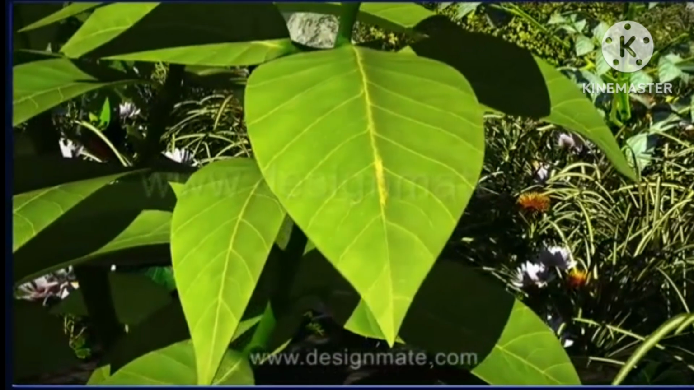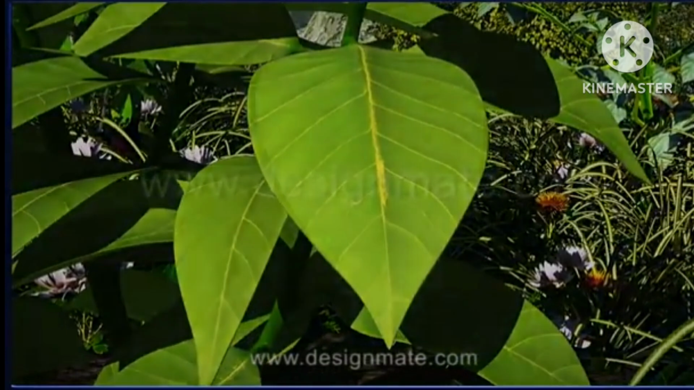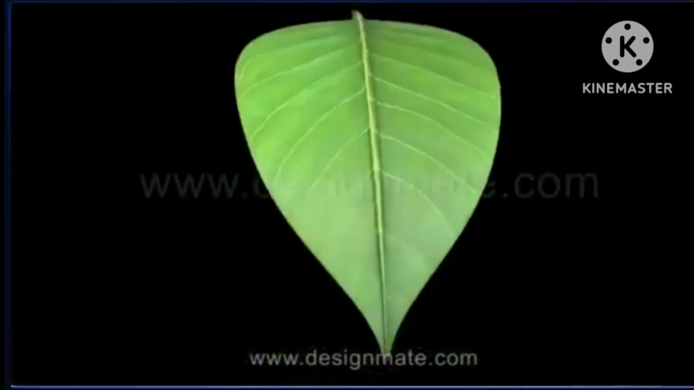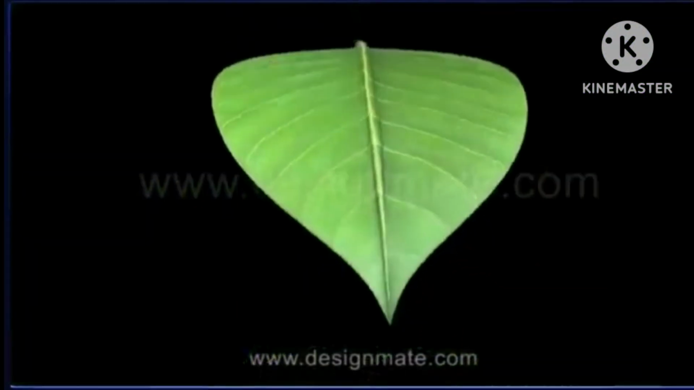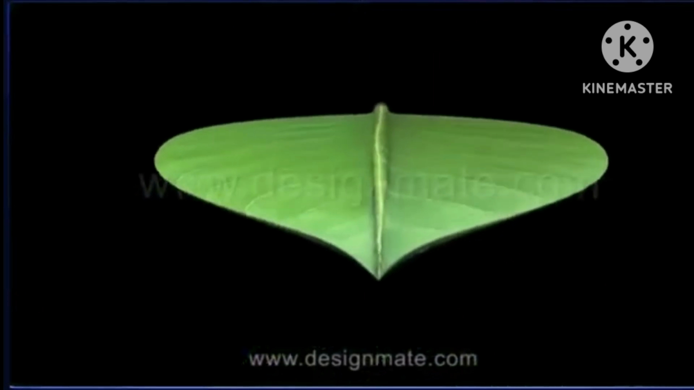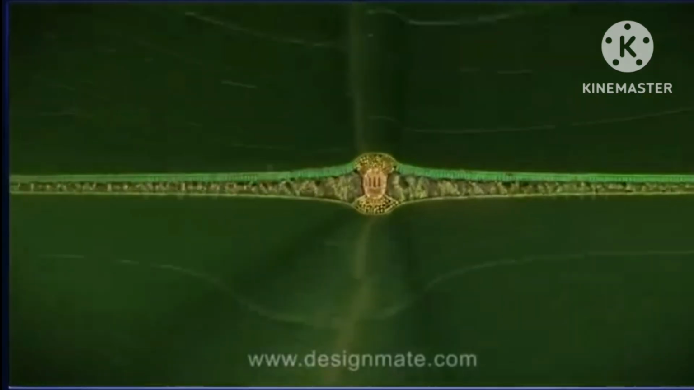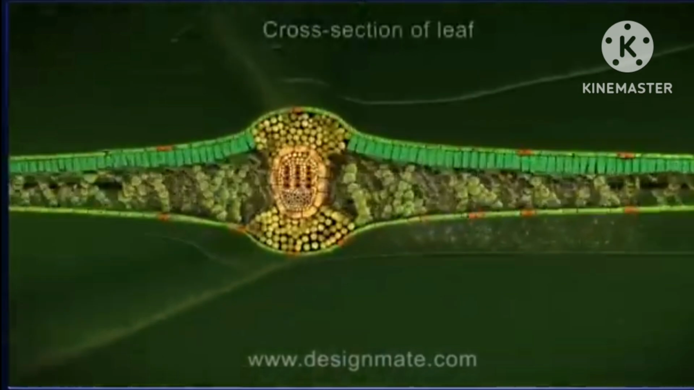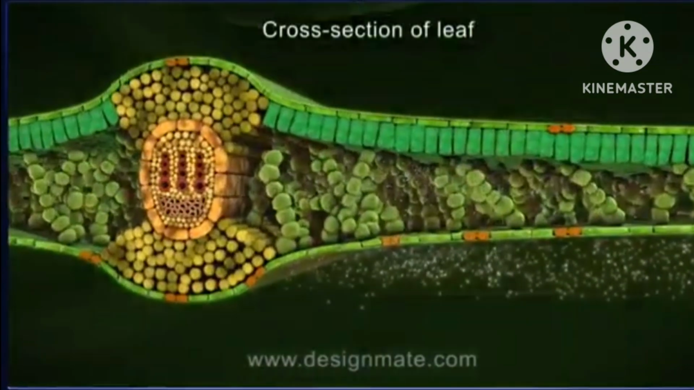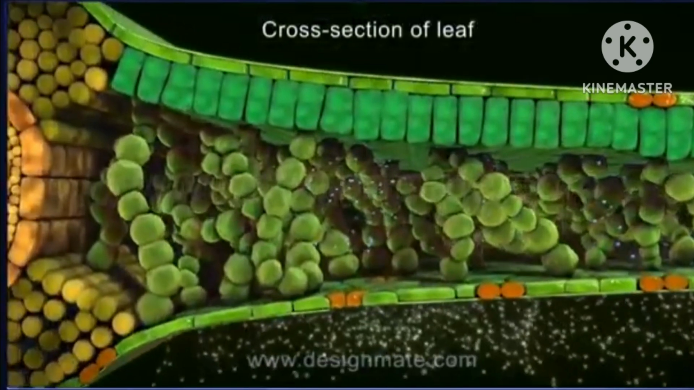A leaf is a very important part of the plant. Photosynthesis will provide food to the plant. When we take the cross section of the leaf, it shows the upper and lower layer of cells, which are flat and irregular. Below the upper layer is a layer of tightly packed cells. These cells have specialized organelles called chloroplasts. Chloroplasts contain the pigment called chlorophyll, which gives a green color to the leaf.